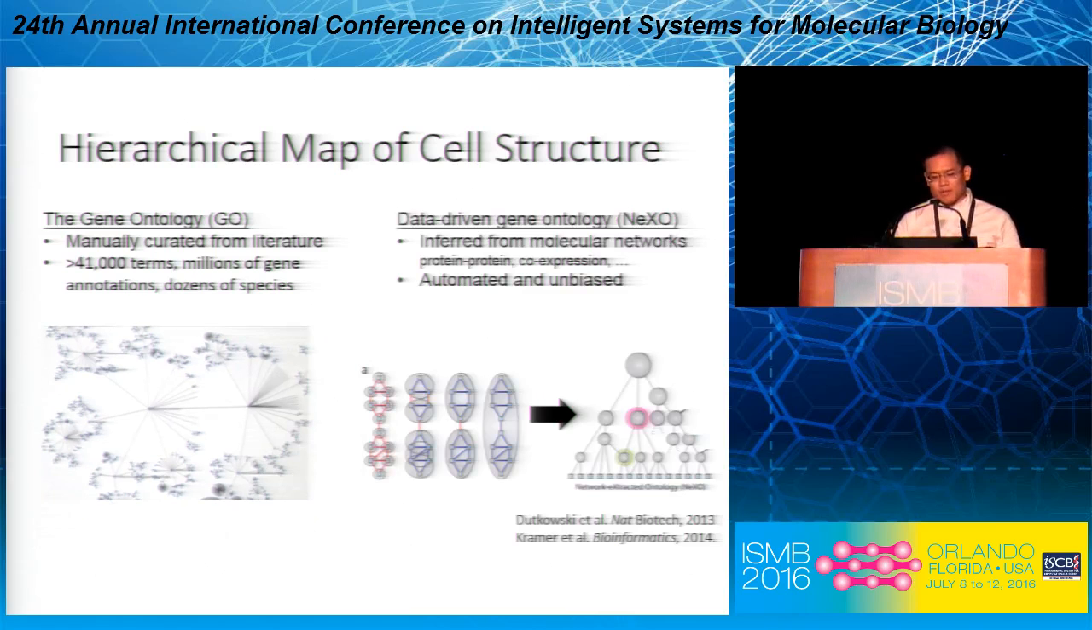We also considered in this work, as an alternative, what we call a data-driven ontology, which I'll refer to as NeXO. This is similar to the gene ontology. However, rather than from manual curation, the hierarchical structure is inferred from omics data sets, including PPI and co-expression networks. This method is automated and unbiased. The way it works is you take a network of gene interactions and hierarchically cluster it into what's known as a directed acyclic graph, or DAG.